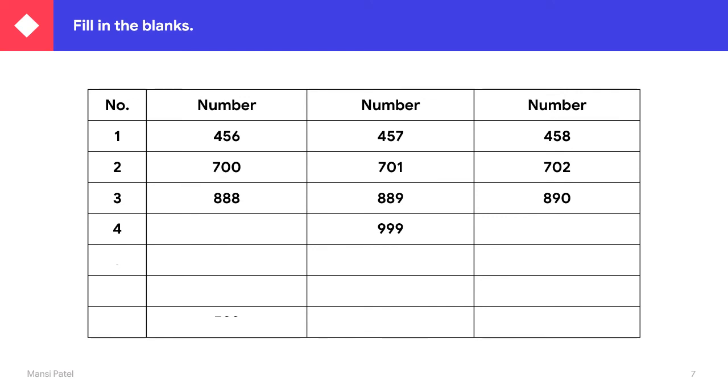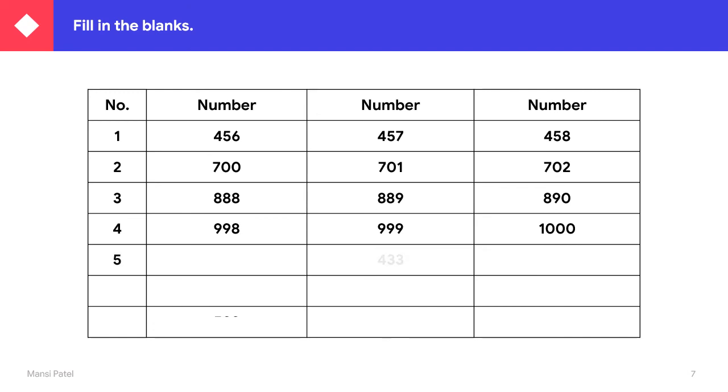Next number, 999. One box on the left hand side, one box on the right hand side. So first we fill the right hand side box. What comes after 999? Just add 1 to 999. So it is 1000. And what comes before 999? So we have to subtract 1 from the ones digit. So 9 minus 1, it's 8, and the first two digits we have to put as it is. So your answer is 998.